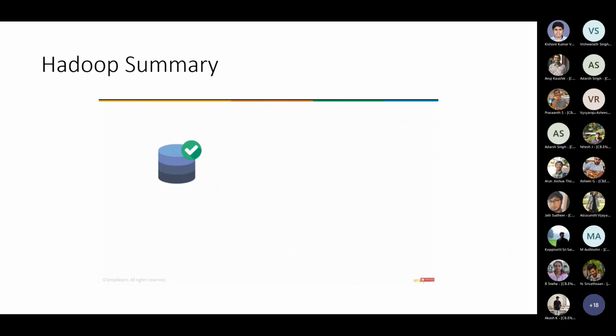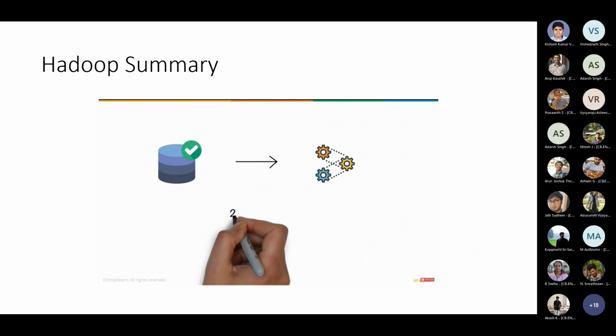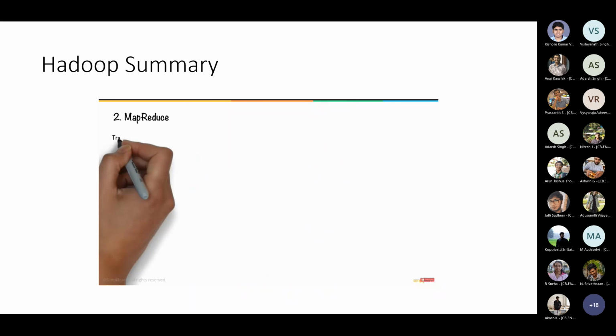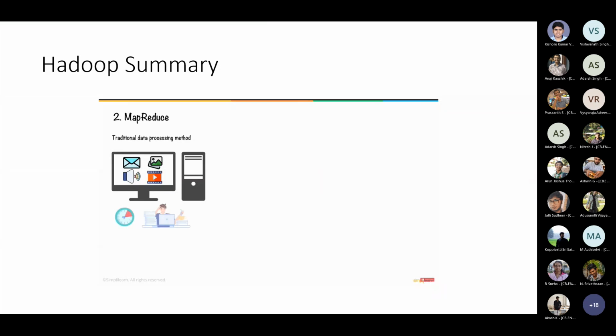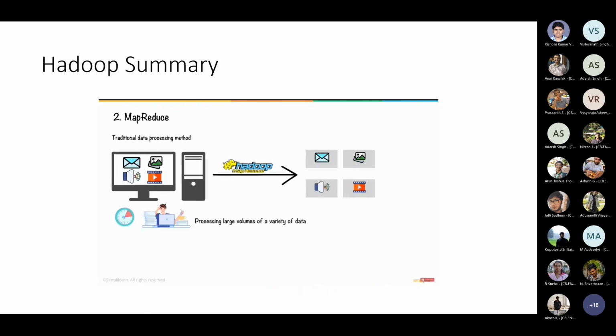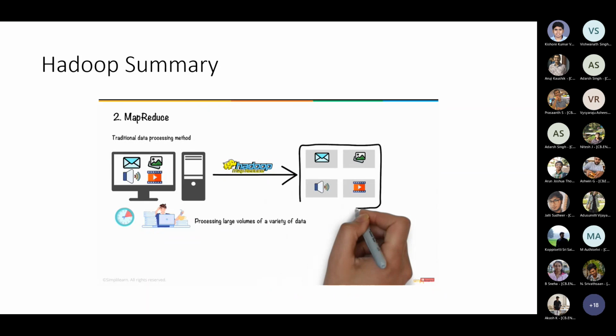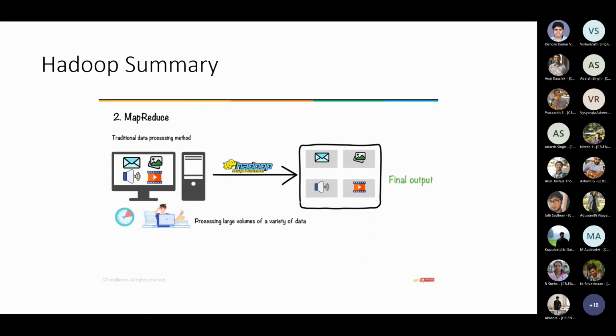After storing the data successfully, it needs to be processed. This is where the second component of Hadoop, MapReduce, comes into play. In the traditional data processing method, entire data would be processed on a single machine having a single processor. This consumed time and was inefficient, especially when processing large volumes of a variety of data. To overcome this, MapReduce splits data into parts and processes each of them separately on different data nodes. The individual results are then aggregated to give the final output.